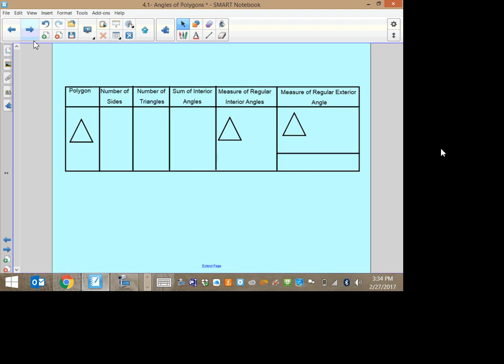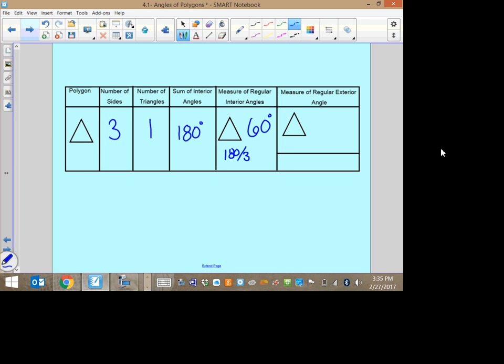First polygon that we're going to look at here has 3 sides. Most of you know it as a triangle. So the number of triangles then is 1, and the sum of the interior angles we know is 180. We know this from previous lessons. So then the measure of regular interior angles. A regular polygon has all equal angles and all equal sides. So this would be like an equilateral triangle or an equiangular triangle. So then we know that we get 60 degrees. We can take 180 and divide that by 3. So the sum divided by the number that we have, and so we get 60.